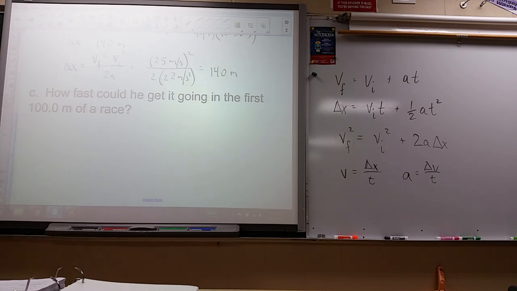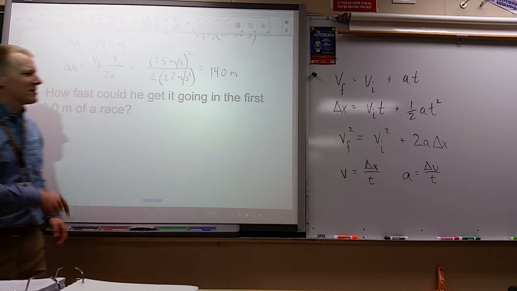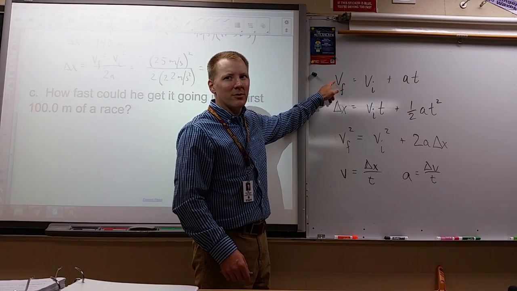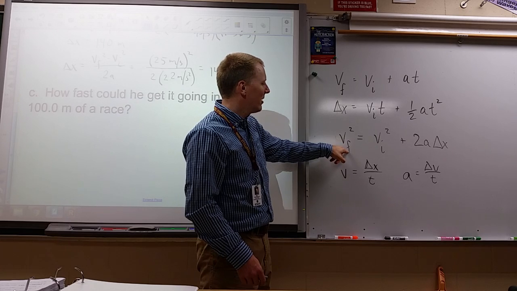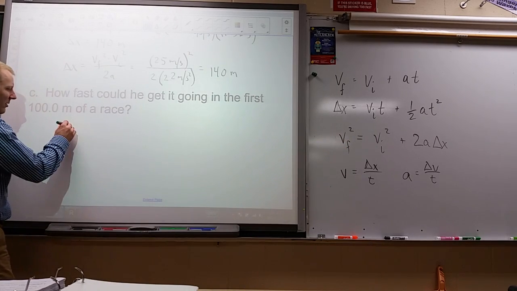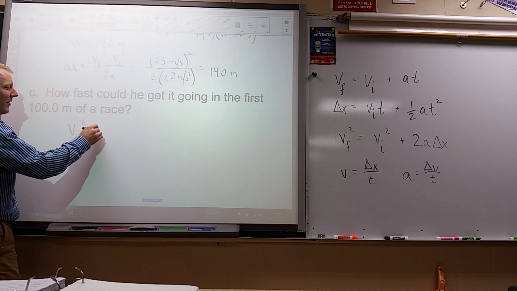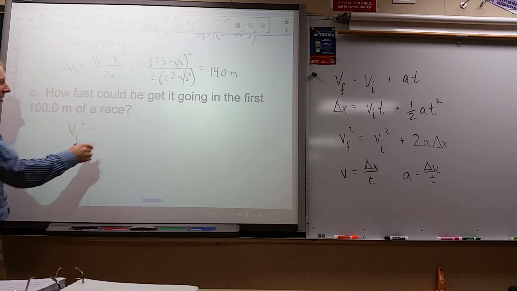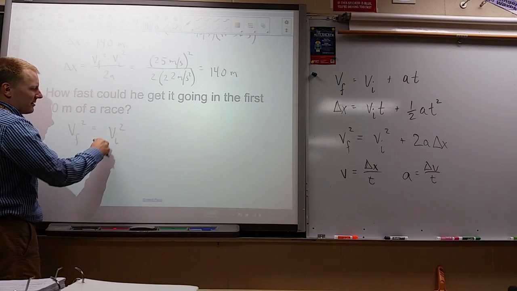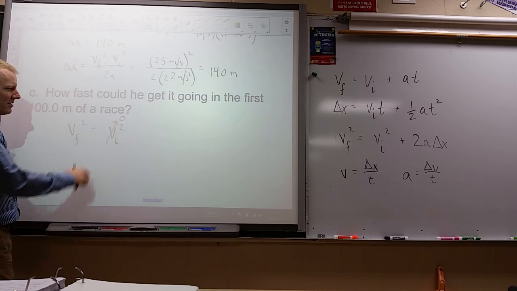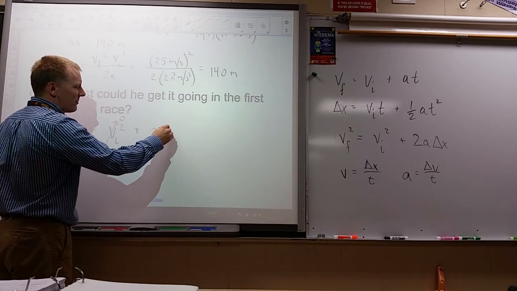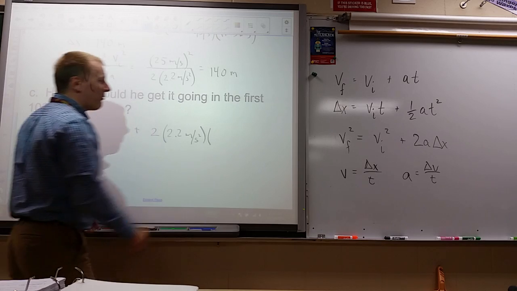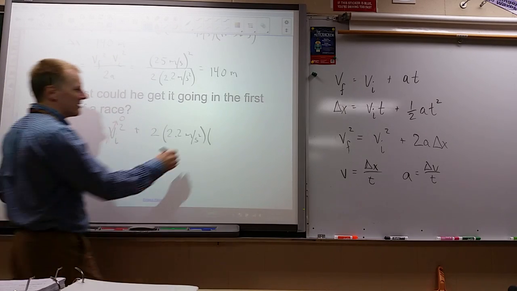Last one, how fast could he get going in the first 100 meters of a race? That's a good one for here too. We don't know the time for that 100 meters, so we can't figure that out. Our last equation, we want a V final. We don't know the initial or final velocity. We want to find out how fast he would be going after a certain distance. The V initial squared, that V initial is still 0, right, from a stop. Plus 2 times his acceleration here, 2.2 meters per second squared, times how far he traveled, the delta x, which here is 100 meters.